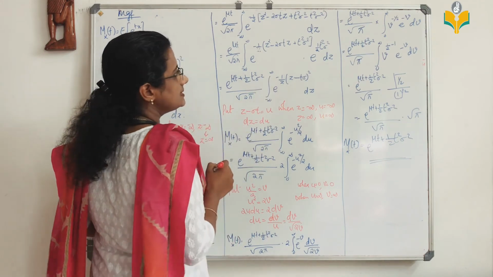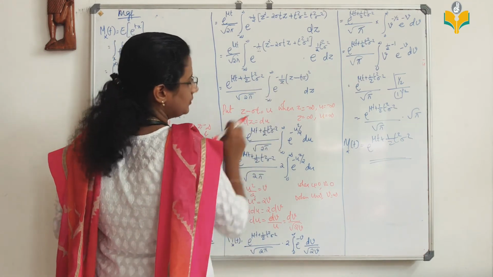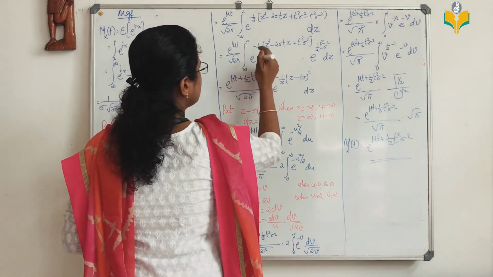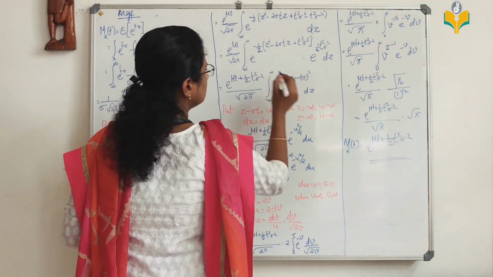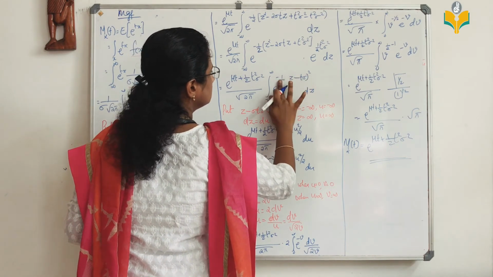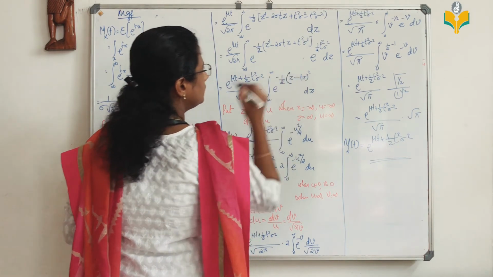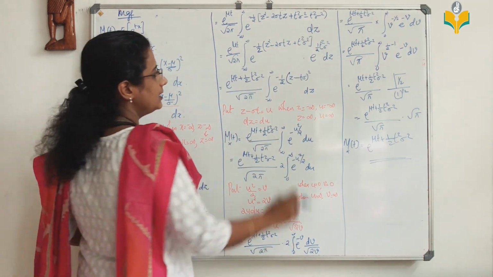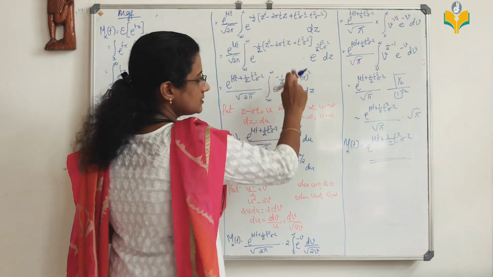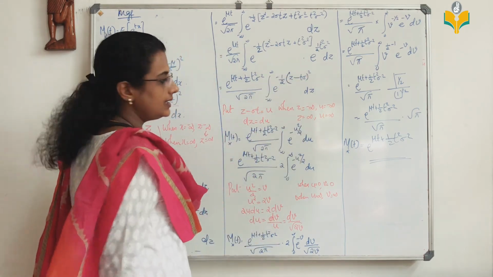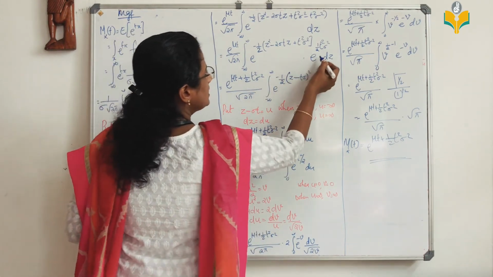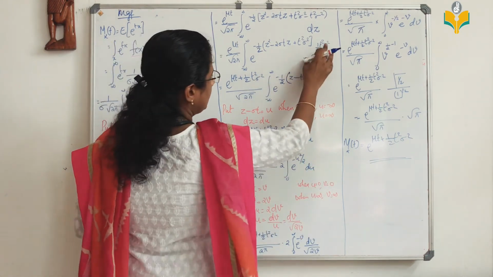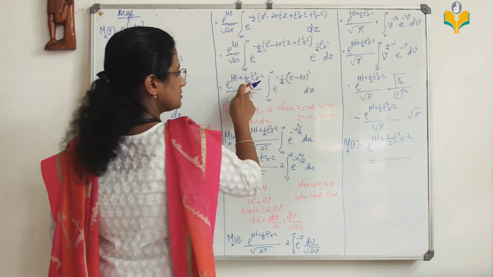minus infinity to plus infinity e raised to minus half into, this is the expansion of the term z minus t sigma the whole square. So z minus a minus b the whole square, z minus t sigma the whole square into dz. That is e raised to half t square sigma square is a constant, there is no variable there. So we can take e raised to half t square sigma square outside.